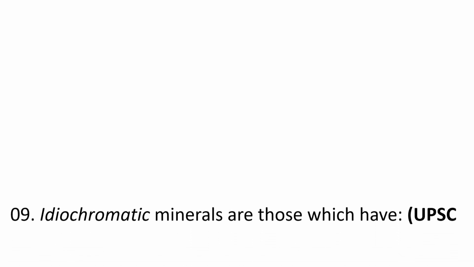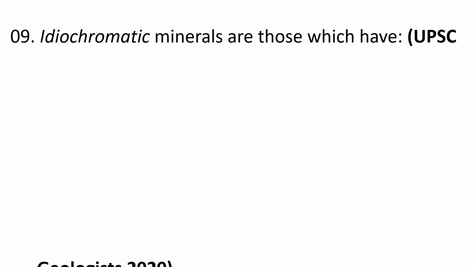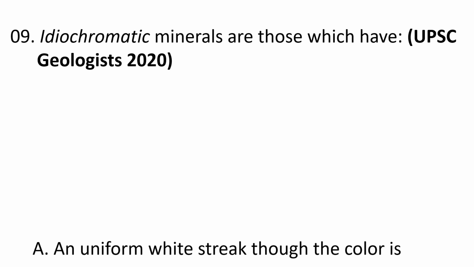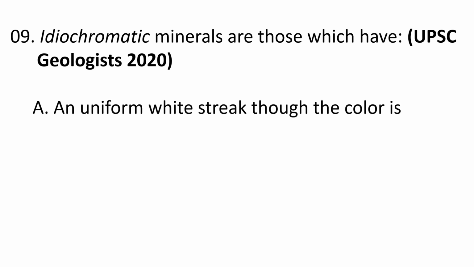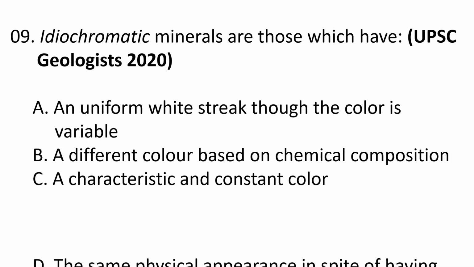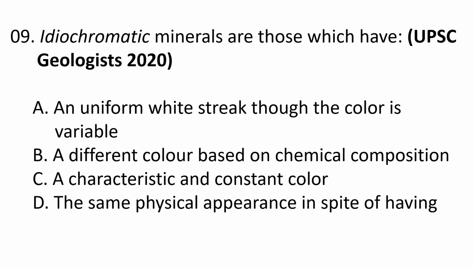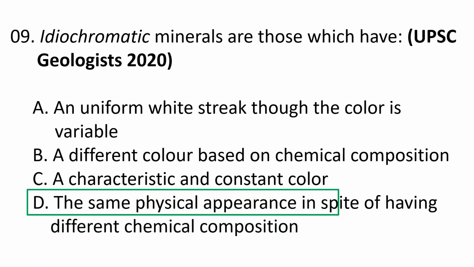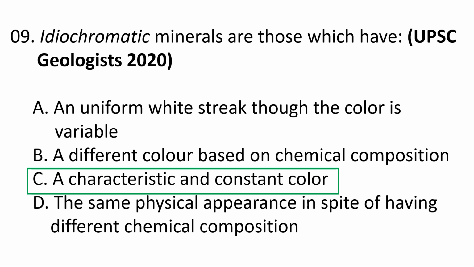Coming to the 9th question. Idiochromatic minerals are those which have. So what is the characteristic feature of idiochromatic minerals? A, a uniform white streak though the color is variable. B, a different color based on chemical composition. And C, a characteristic and constant color. D, the same physical appearance in spite of having different chemical composition. So idiochromatic minerals means they have the same characteristic and constant color and we can identify by that. Whereas the allochromatic minerals have different colors. So the correct answer is C.